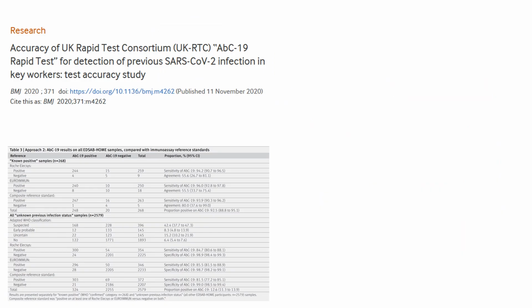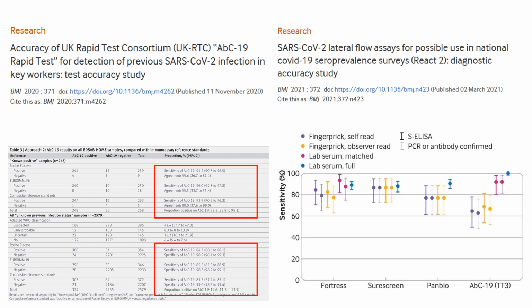When other people have evaluated the same tests, this is one paper from the BMJ, they found slightly lower sensitivity in known samples. And in this study, they also looked at a larger cohort where they evaluated them using a single test and included all participants in the study. And you can see the sensitivities drop down to 85% in these groups, 82%. There's a variety of reference standards used here. And the same pattern of findings has been repeated for the same test in a second study by the REACT-2 group.